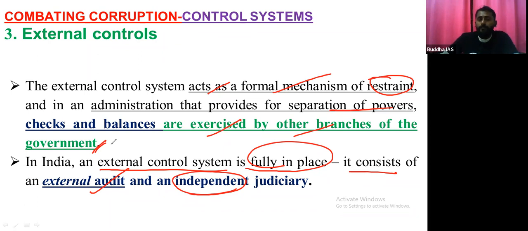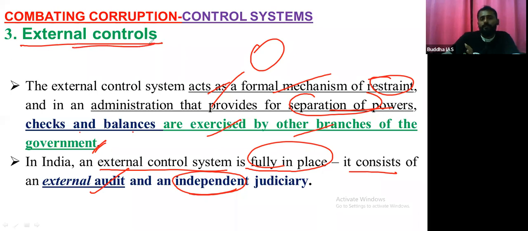External control system acts as a formal mechanism of restraint and, in an administration, provides separation of powers. So, for example, in our case in India, we have got separation of powers. Checks and balances are exercised by other branches of the government. Because of these checks and balances, the control measures work. In fact, the control measures are in the form of checks and balances.